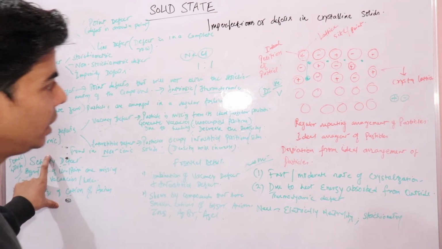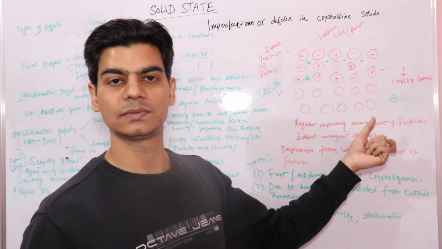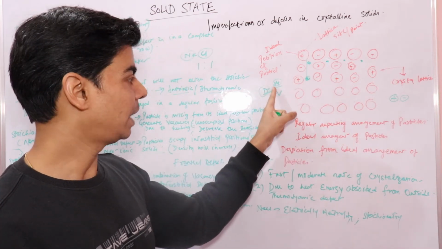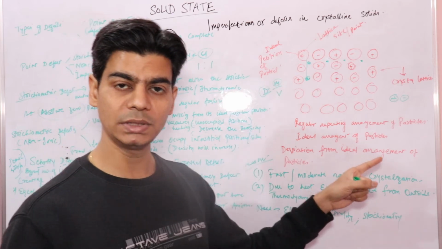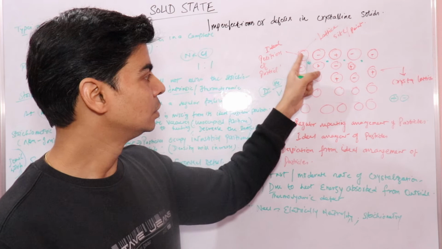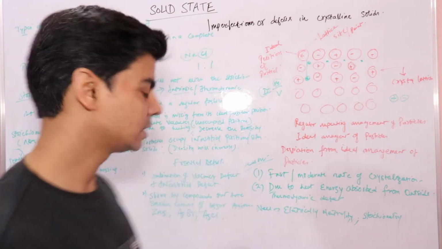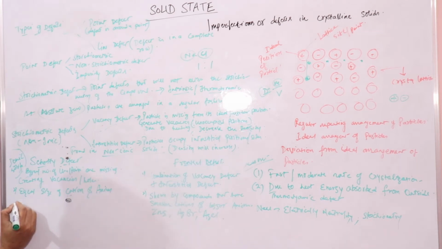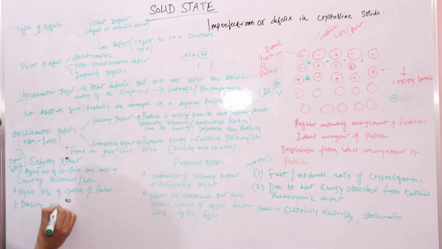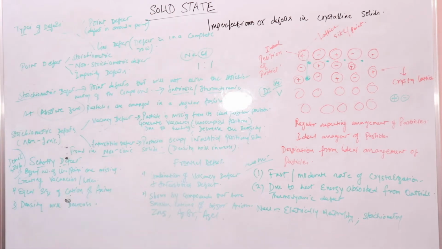So in Schottky defects, since an equal number of anions and cations would be missing, mass would be missing, and volume will remain the same, right? So due to the missing anions and cations, the density will decrease. So here we say density will decrease, right? And what about Frenkel defect?